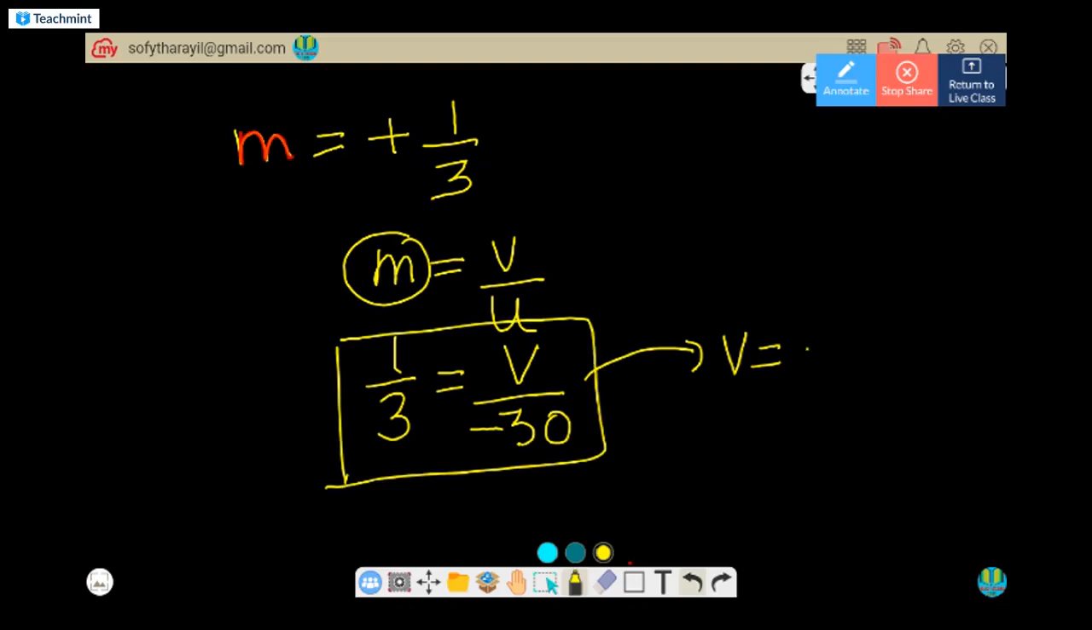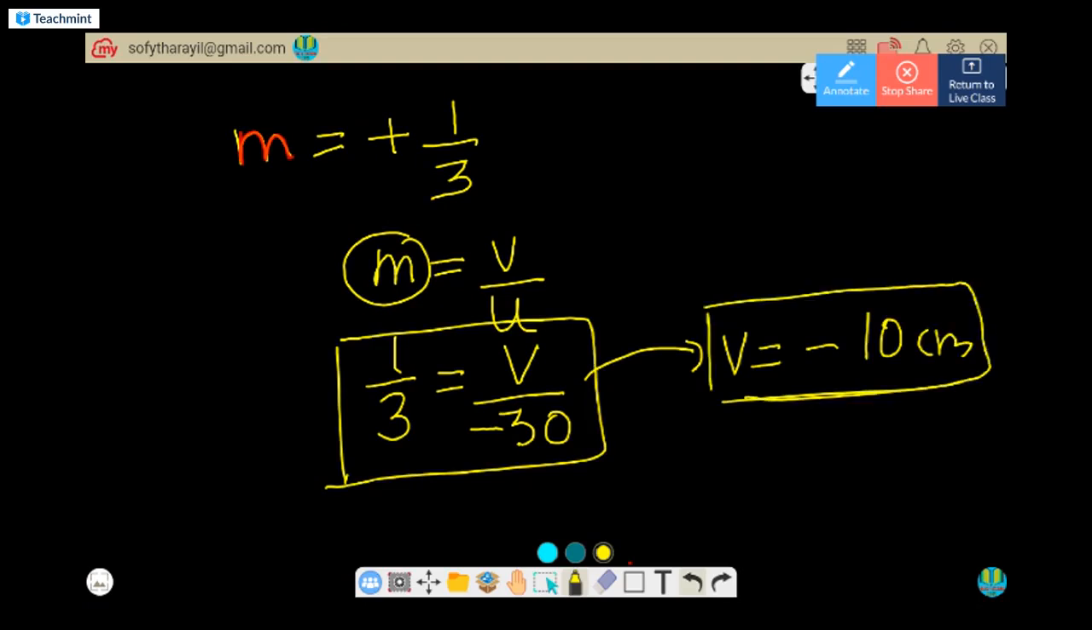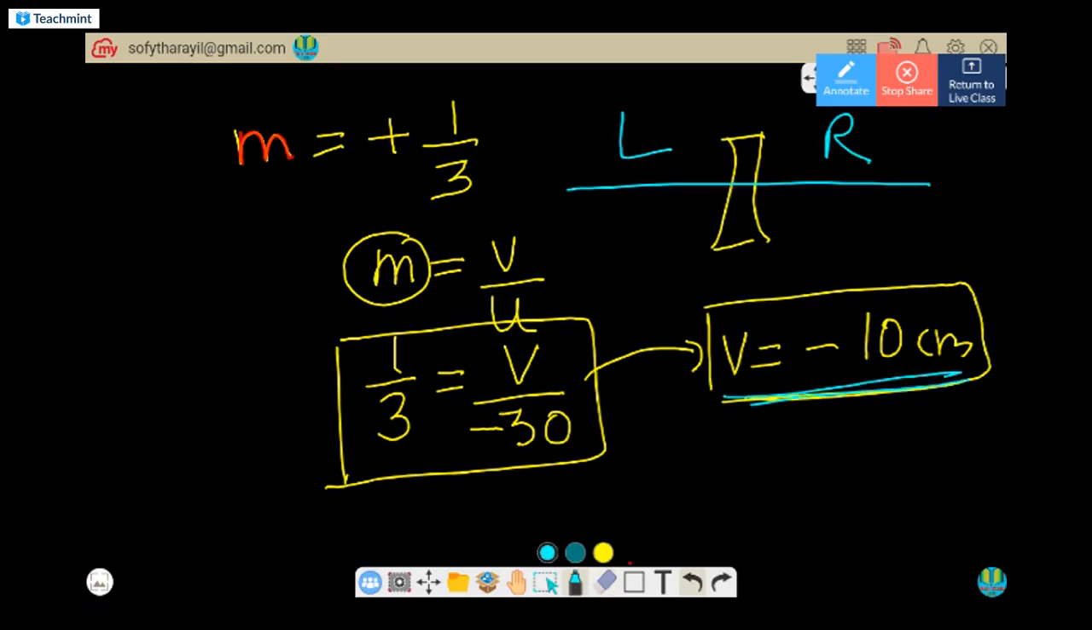Now, Rachel, tell me when the value of V has become negative 10, what does that tell you? Is the image formed on the left side, that is in front of the concave lens, or behind the concave lens? Is it to the left side or to the right side when the V value is negative? It's behind the concave lens. No, behind means it's on the right side. Okay, then it will be in the front. In front means on the left side.